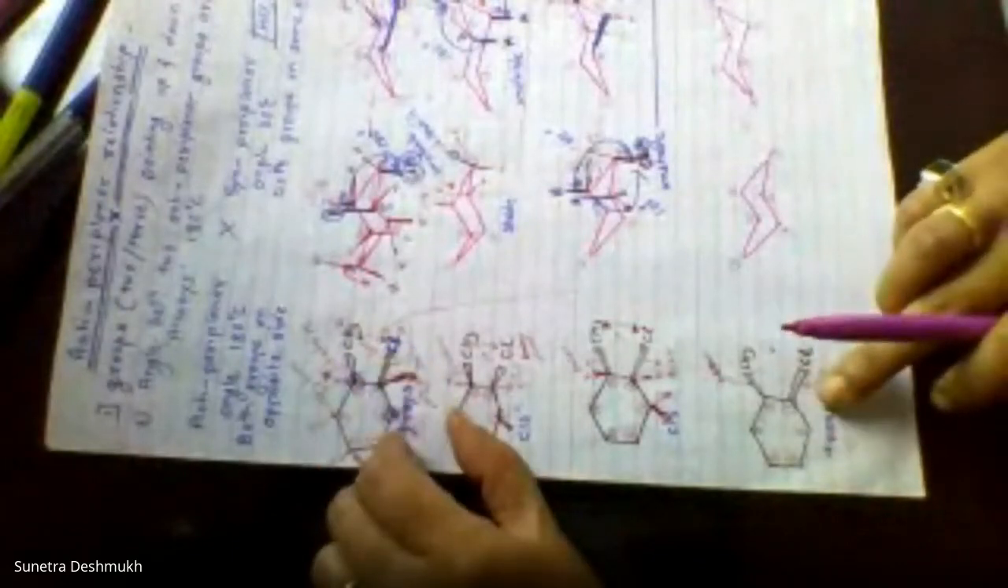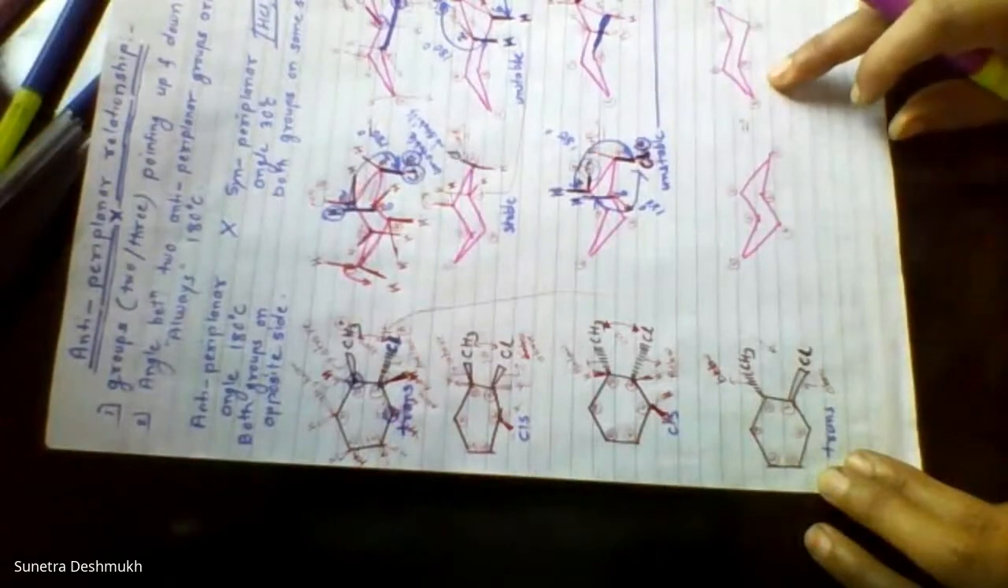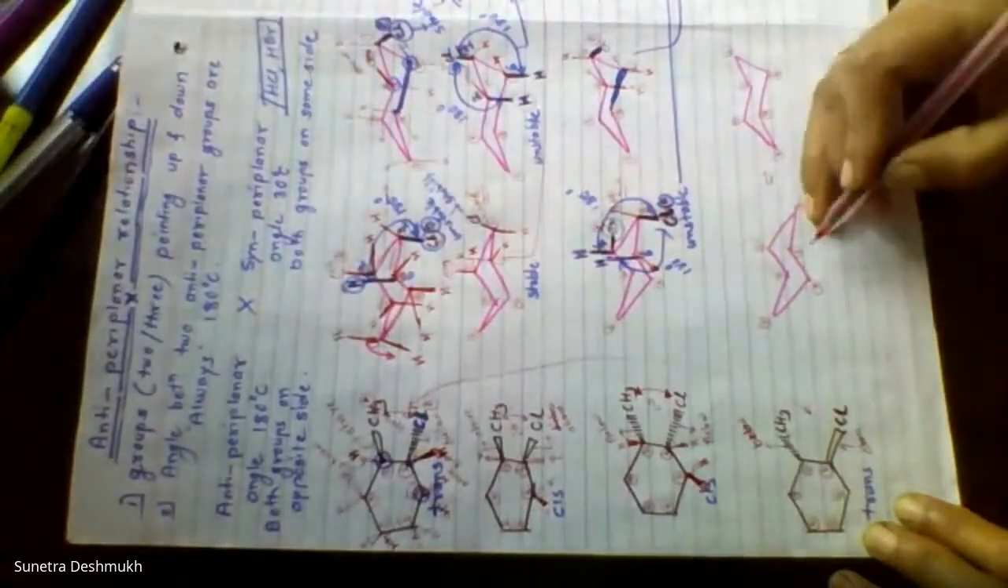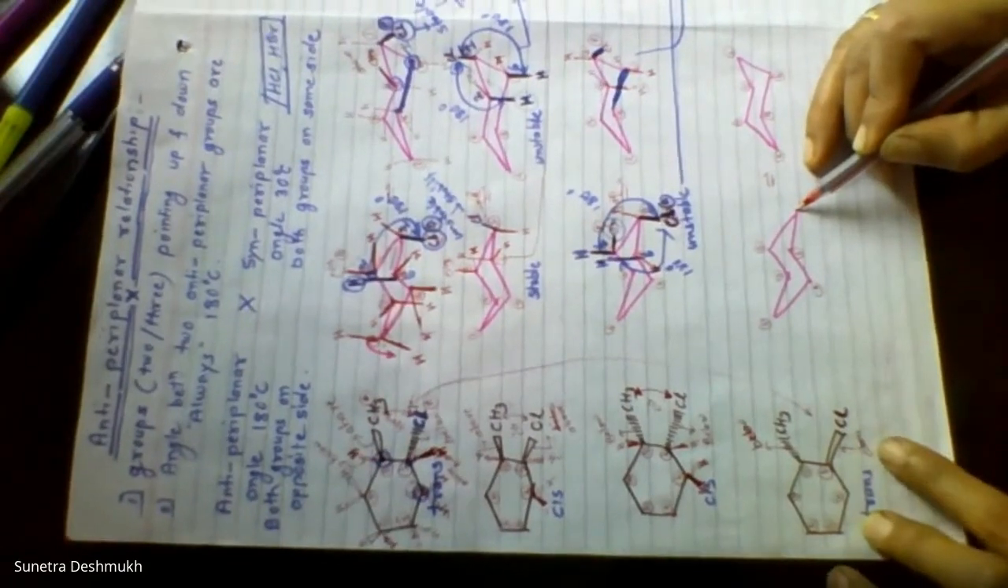Now we will shift to the remaining trans conformer. We have seen one trans conformer over here, in which the methyl group is above the plane. In this trans conformer, the methyl group is present below the plane. In the first one, the chlorine group is below the plane; here, the chlorine group is above the plane. Now we will see how to write the chair conformer, how to flip it, and then we will go for the product formation.